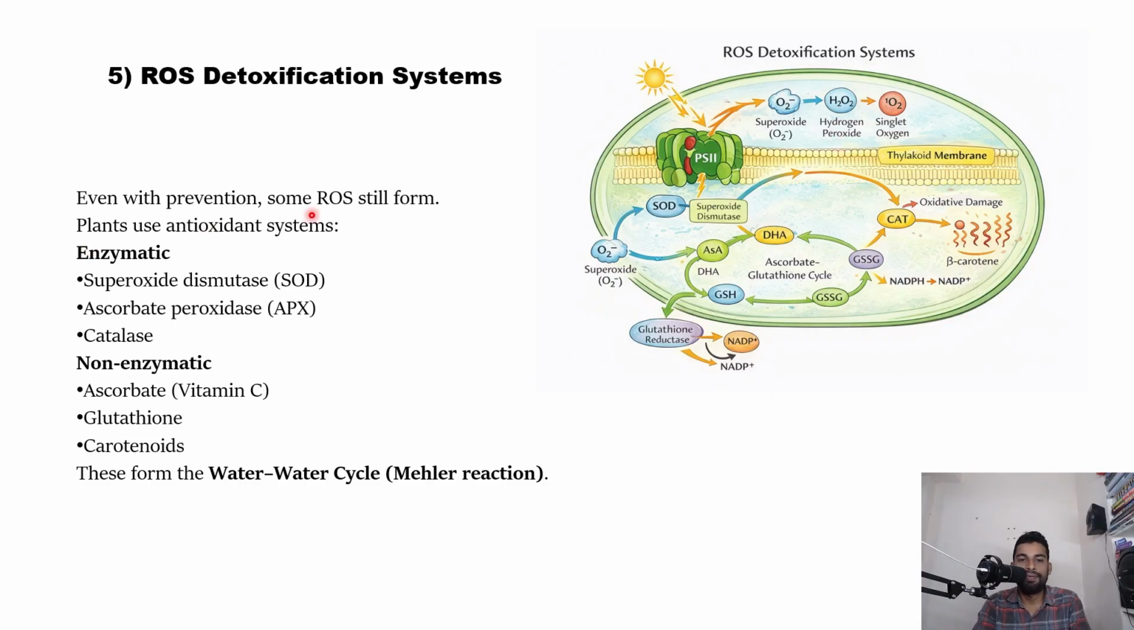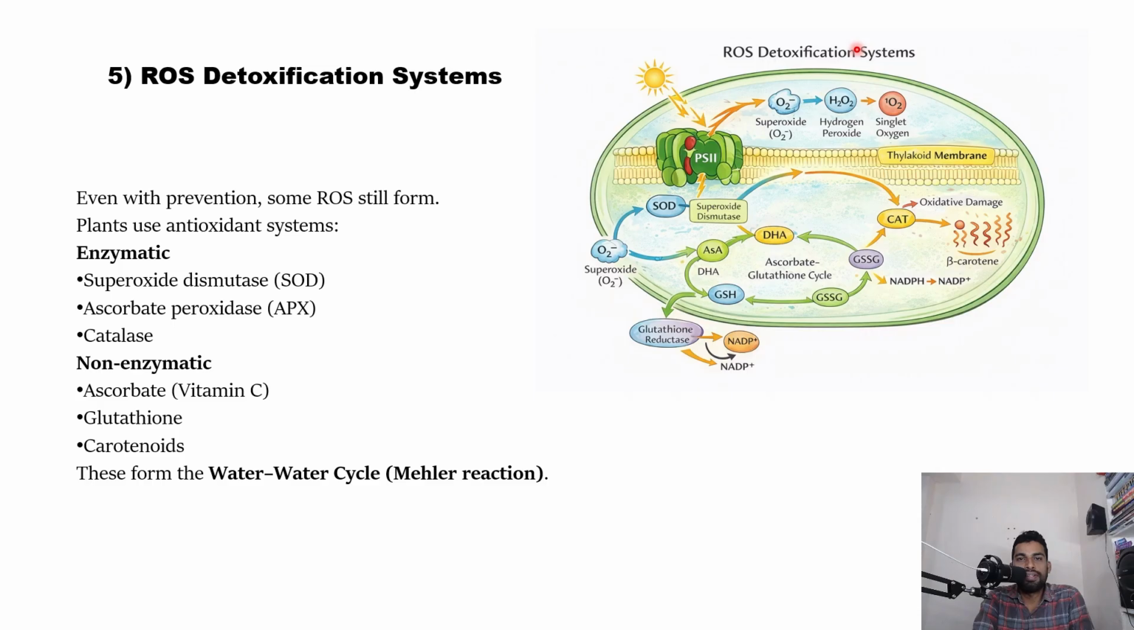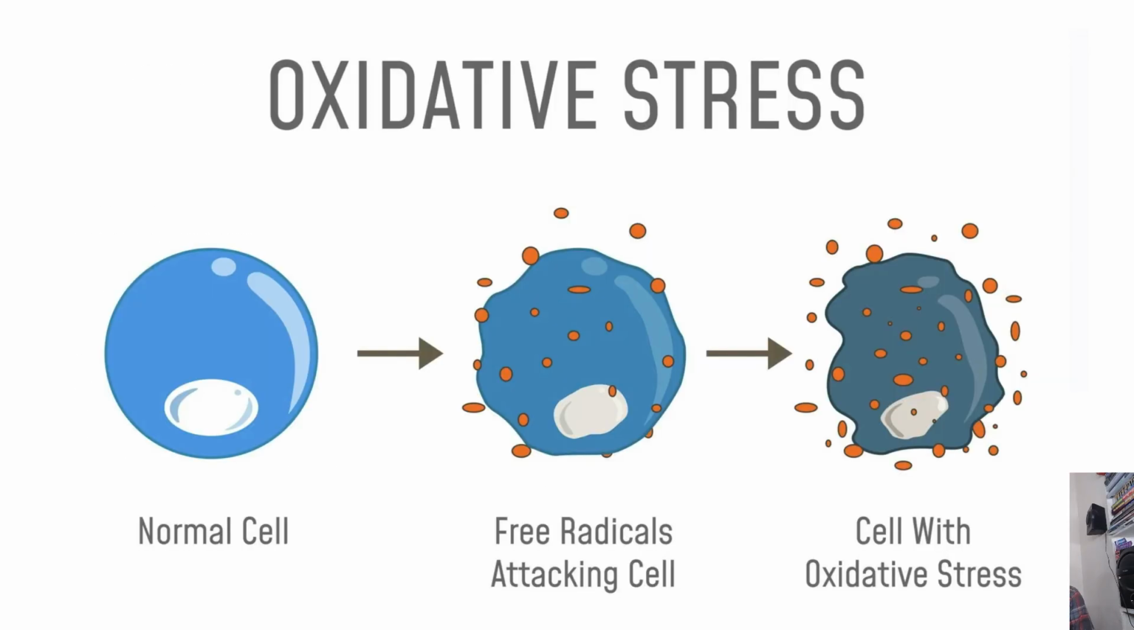Even with prevention, some ROS still form. So prevention also won't stop the ROS formation. Plants use antioxidant systems. That means they are free radicals. Okay. Free radicals are removed by antioxidants. We know that. Let us see about it. We eat antioxidant foods. What are they? Vegetables and fruits. These antioxidant foods protect us from free radicals.